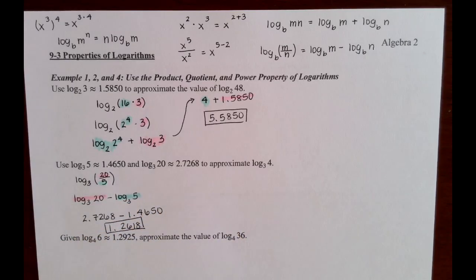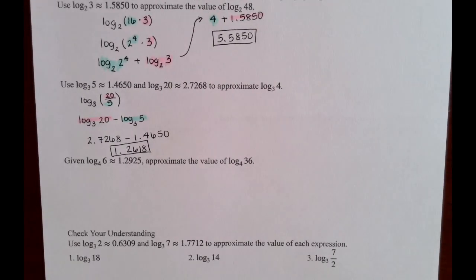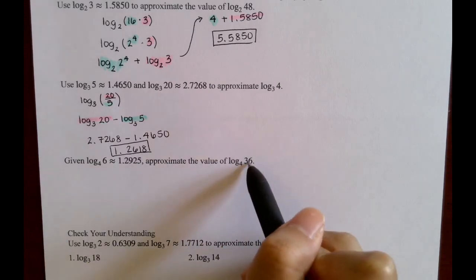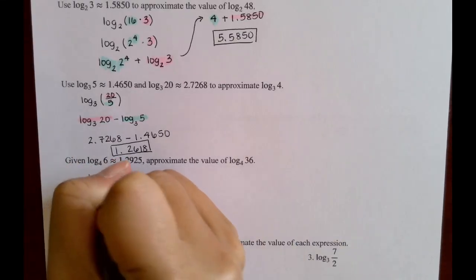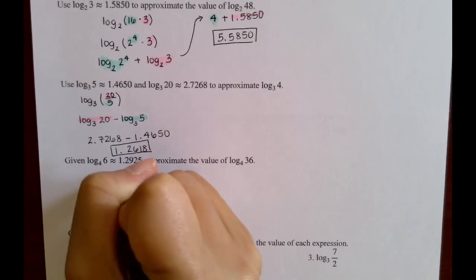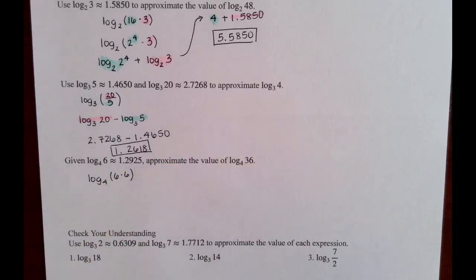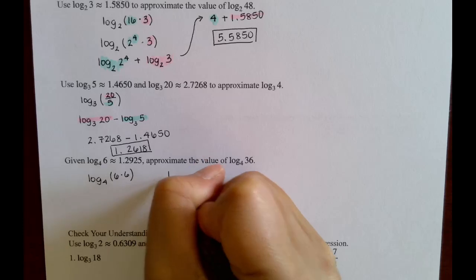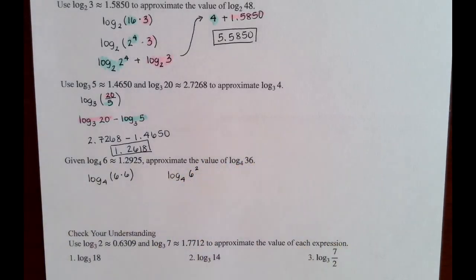Okay. Last example before you try it on your own. Log base 4 of 6 equals 1.2925. Approximate the value of log base 4 of 36. Okay, so I'm going to rewrite this in terms of this. Okay, there's actually two ways you can write it. Right, you can rewrite it as 6 times 6, which is 36, or you can rewrite it as 6 squared. Okay. You'll get the same answer.